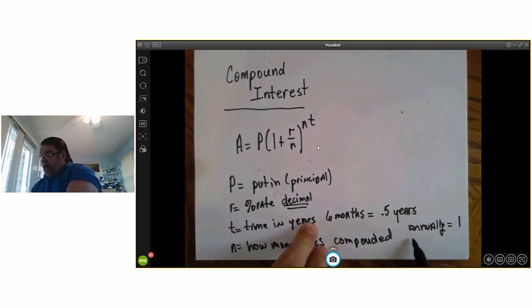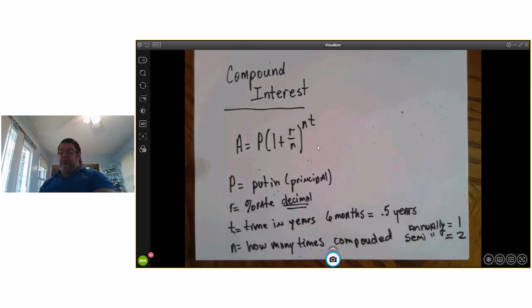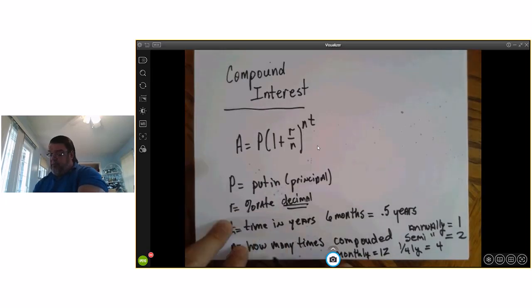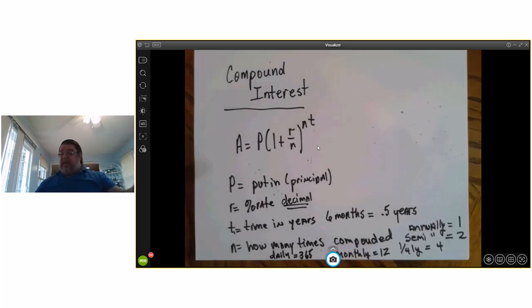If I said semi-annually, that would be 2. Quarterly would be what? 4. Monthly would be what? 12. Daily would be what? 365. Now, that is all I need to show y'all for compound interest. Y'all should know how to.